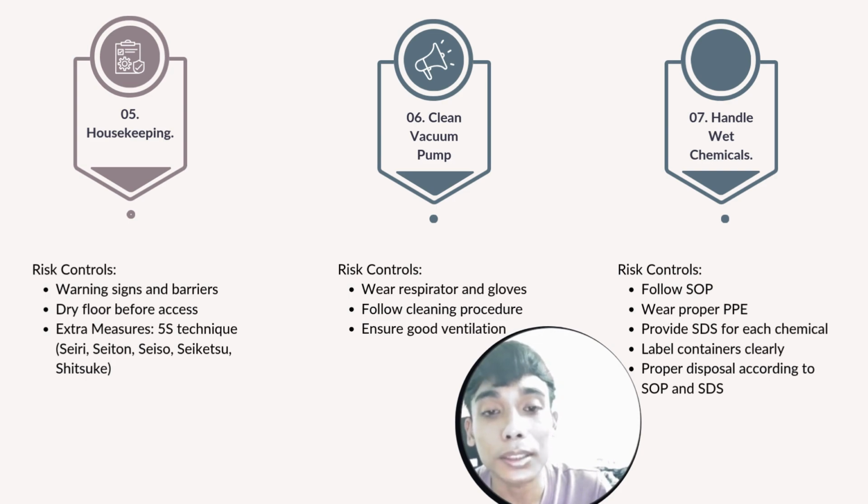Step 6 is we clean the vacuum pump. The risk control that we have to do is the workers must wear the respirator and gloves, and also follow the cleaning procedure to make sure that we can avoid the hazard, and also ensure good ventilation when doing the job. Step 7 is handle the chemicals. We have to follow the SOP and wear the proper PPE, provide SDS for chemical and label container clearly, and do the proper disposal according to SOP and SDS.